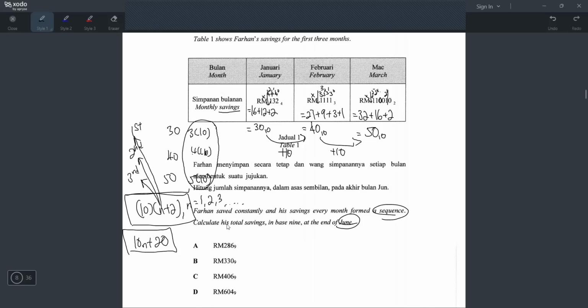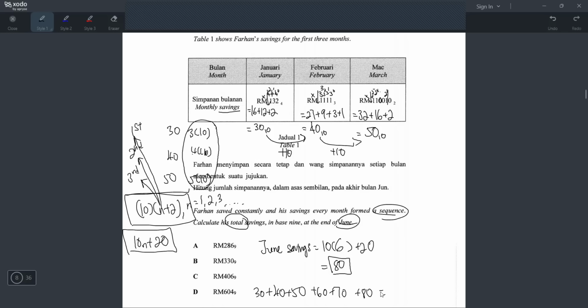But they are asking you to find savings in base 9 at the end of June, right? So what I will do is find the June savings first. June savings, we use this formula, 10n plus 20. But of course, you cannot substitute n with 1, 2, 3. You have to substitute with 6, because you want to know at the end of June. So 10 times 6 is 60. 60 plus 20 is 80. And this is not the answer, by the way. This is just the savings for June. They're asking you to find total savings. So what you have to do is 30 plus 40 plus 50 plus 60 until 80.